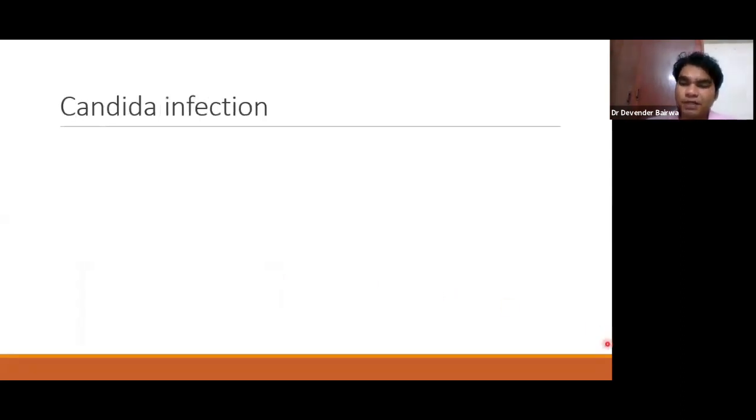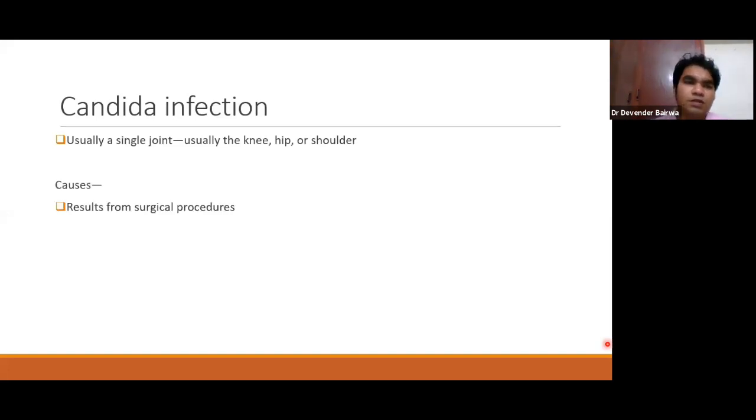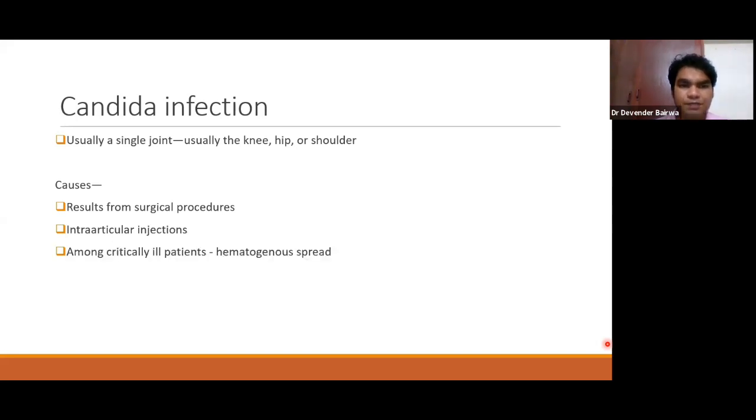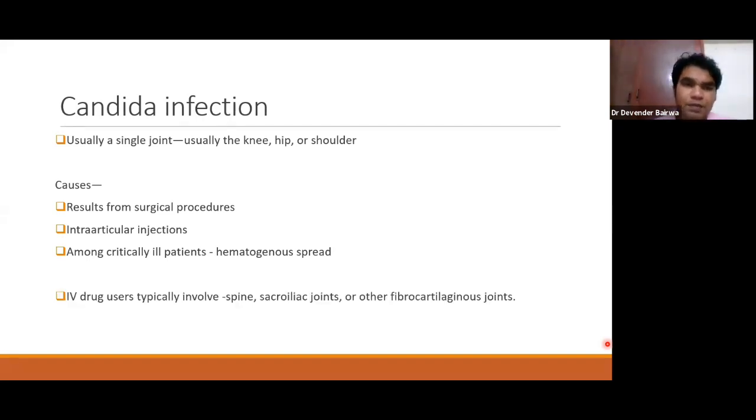Candida infection, we have all seen cases of candida in our ICU patients. When candida infects the MSK system, it usually involves a single, larger joint, either the knee, hip, or shoulder. Causes can be a history of a surgical procedure on the joint, or intra-articular injection. In critically ill patients like ICU patients, there can be hematogenous spread, which can lead to infection. And in IV drug users, because they use filthy, dirty needles, it can lead to involvement of multiple sites like the spine, sacroiliac joints, or other fibrocartilaginous joints.